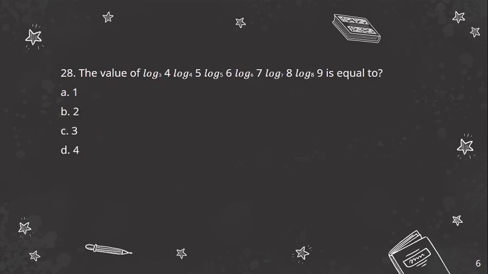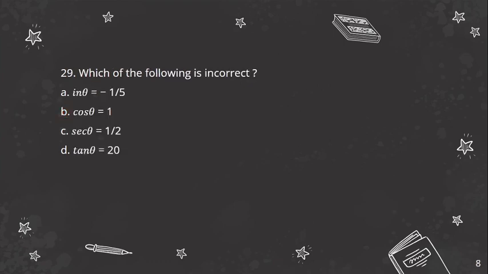Question number 28. The value of log 3 4, log 4 5, and so on. Its correct answer is option B. We can use the property of log: log A B times log B C is equal to log A C. We can use that property and solve this question.